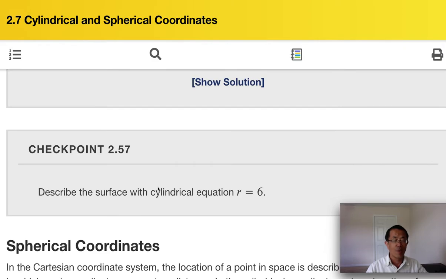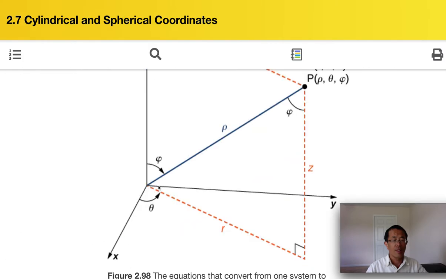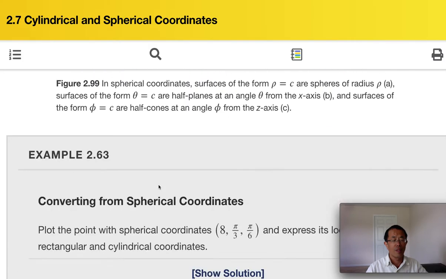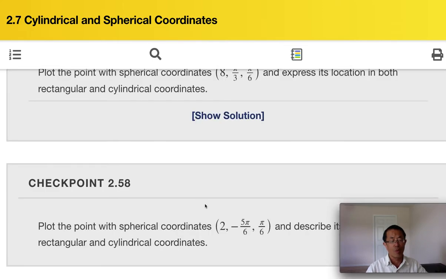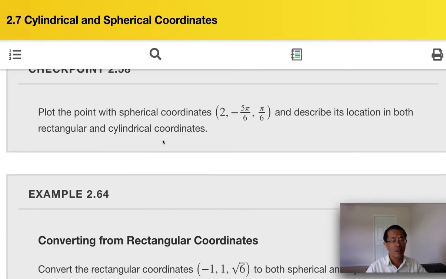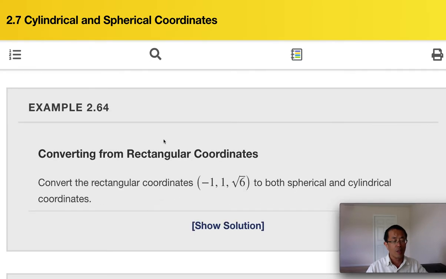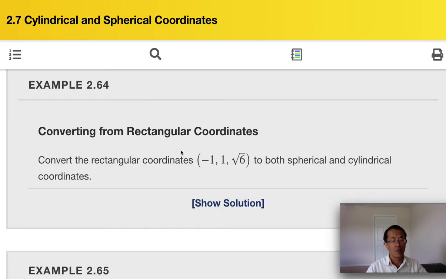And maybe we can take a quick look at the examples in the textbook. Yeah, this is the example I'm looking for. I think there's not a lot to say about this example here. Checkpoint 258 is also done in my other video. And maybe we can take a look at converting from rectangular to cylindrical and spherical coordinates. Okay, maybe to both.